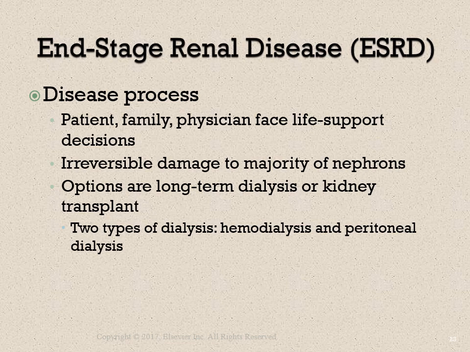Options are long-term dialysis or kidney transplant. There are two types of dialysis. We can have hemodialysis or peritoneal dialysis. We're going to be going into those forms of dialysis now. So this is end-stage renal disease, and now we're facing the decision of do we want to do dialysis, or do we want to see if a transplant is an option? At this point, those are going to be the patient's really only options to sustain life.